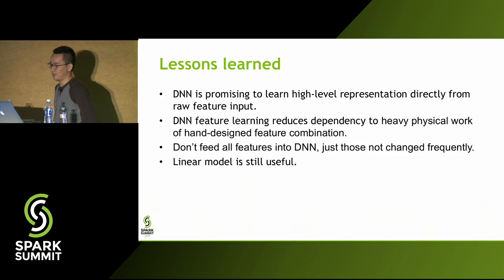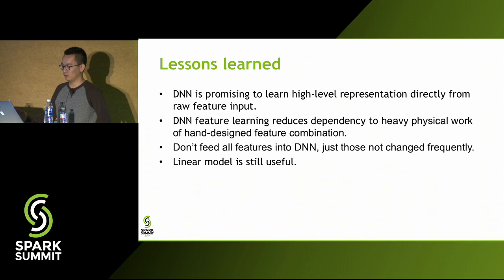So even though the experiment is offline and we didn't push it into the online service, we can still learn that the DNA model is a promising way to learn high-order features from raw feature input, since it can get another kind of representation of the raw features. And it also can reduce some dependency on the heavy physical work of hand-designing feature combinations.